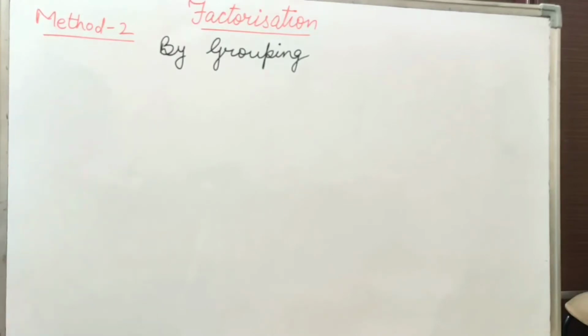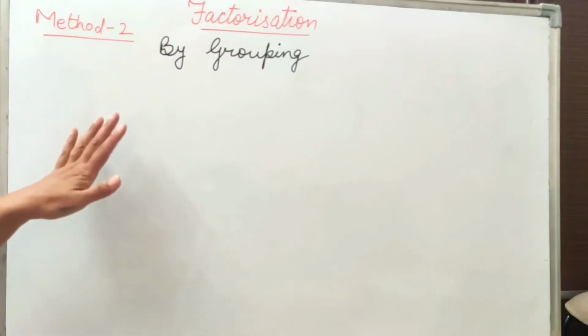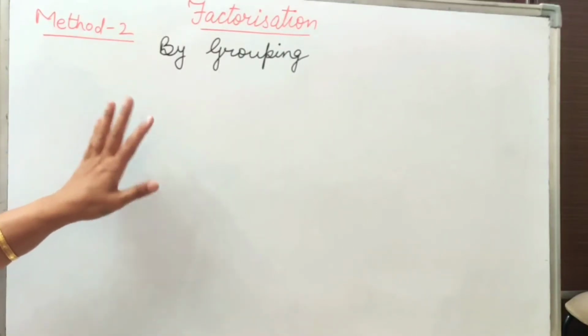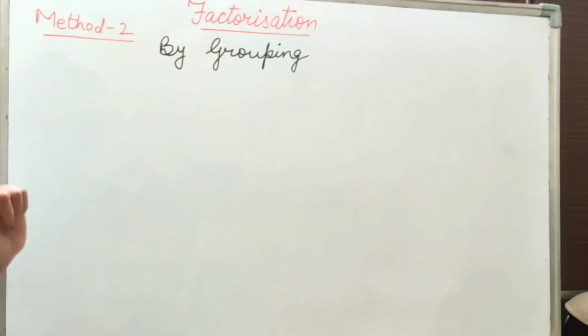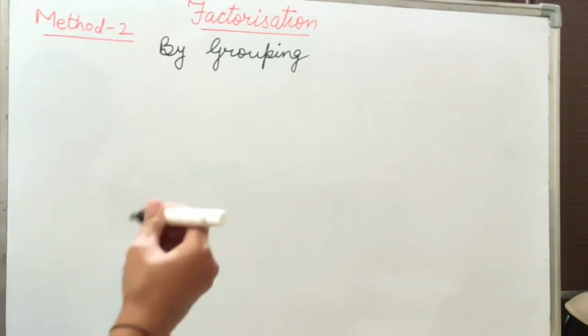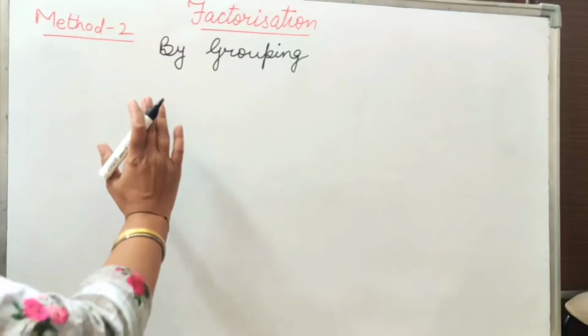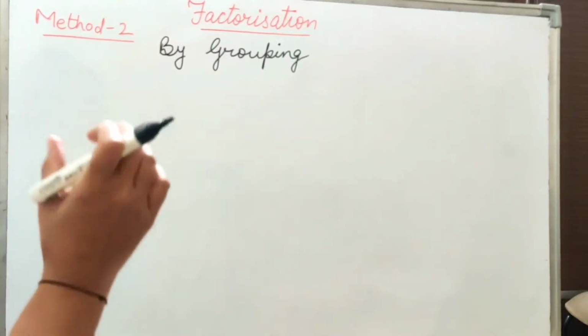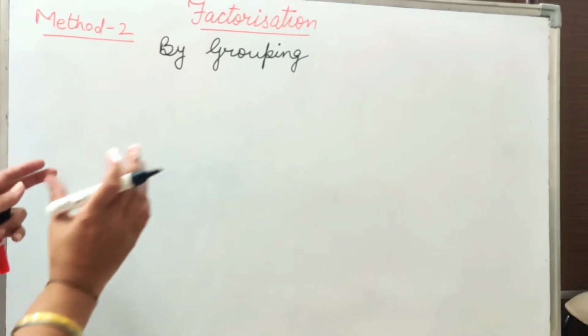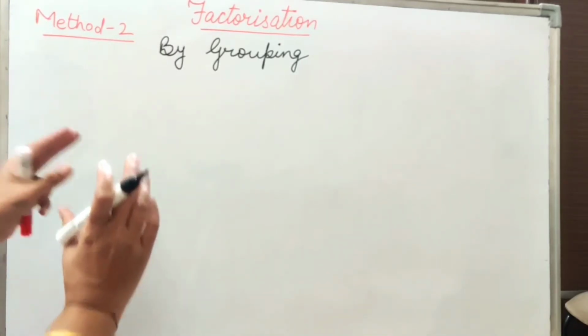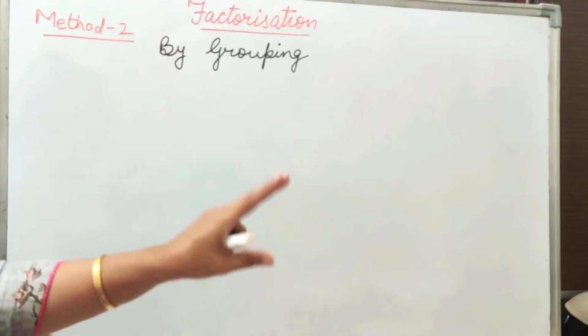So students, in this method, if the given algebraic expression contains an even number of terms, they can be resolved into factors if its terms can be arranged in groups such that each group has a common factor. We will make the groups and then take out the common factor. So each group must have a common factor.